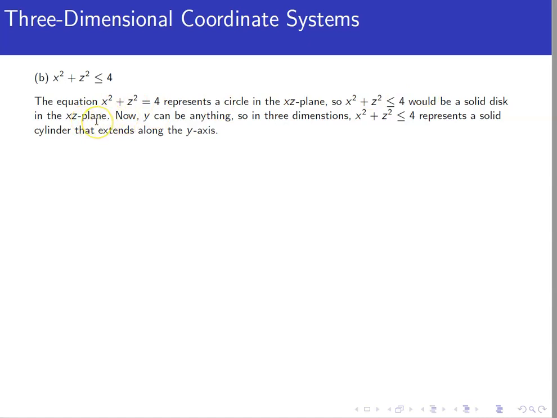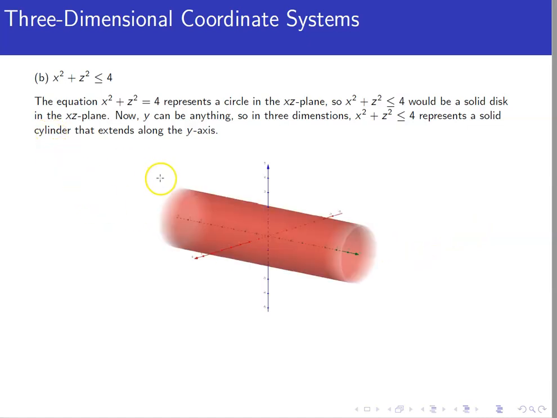All right, so now let's consider what happens with the y. Well, the y is missing. So the y could be absolutely anything because it will satisfy that inequality. Whether or not that inequality is satisfied has absolutely nothing to do with the y. So the y can be anything. Now we can imagine this being extended infinitely along the y-axis, and so we end up getting a solid cylinder that looks like so.